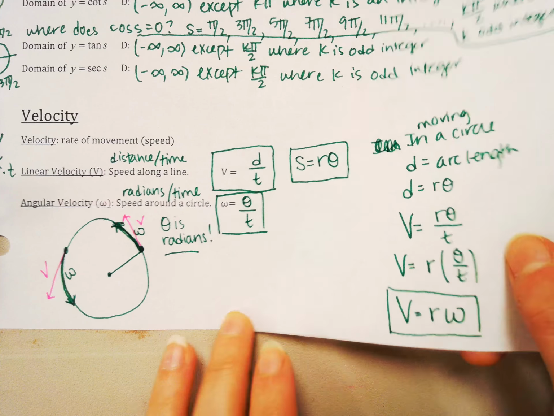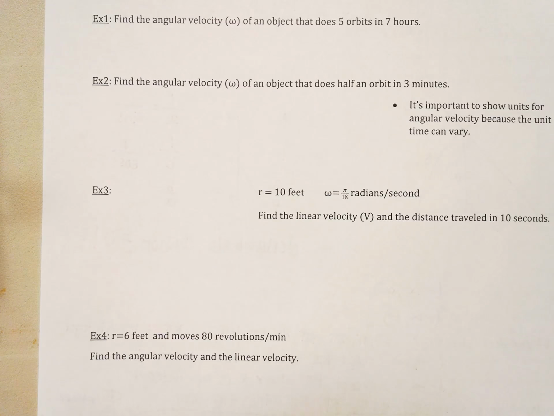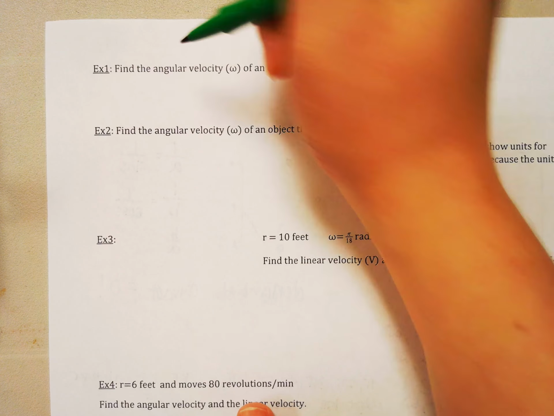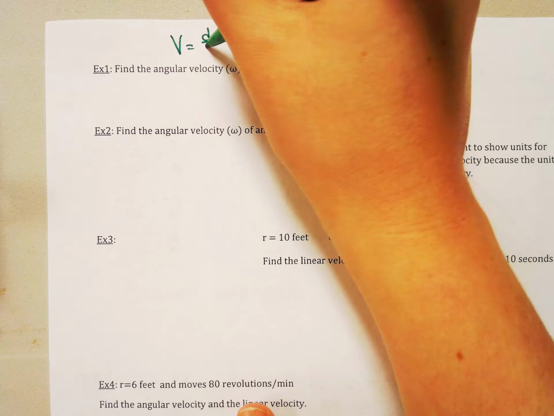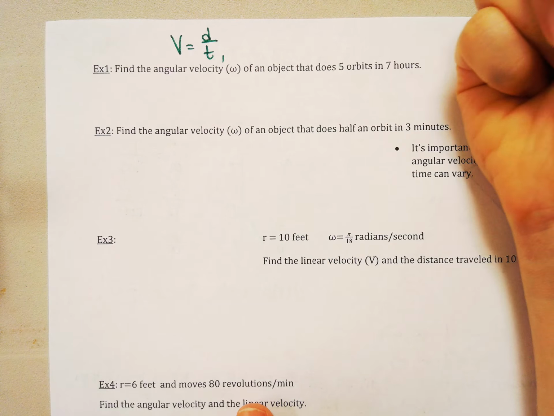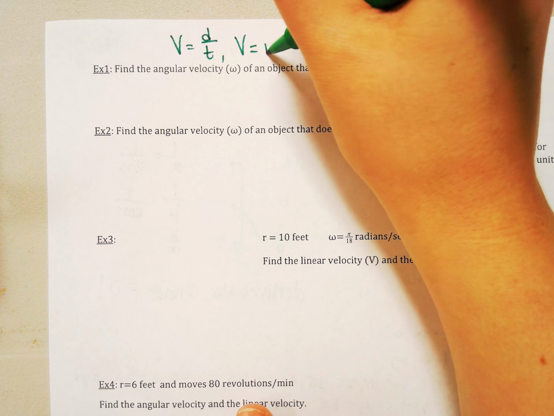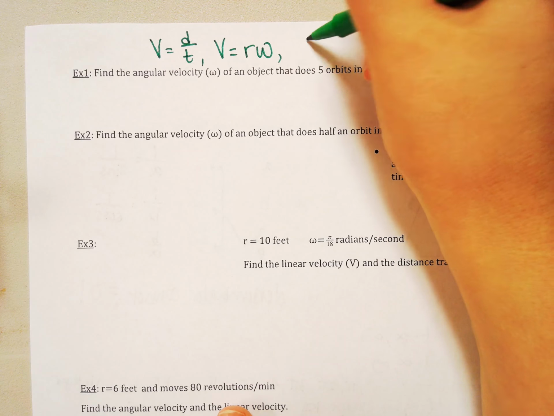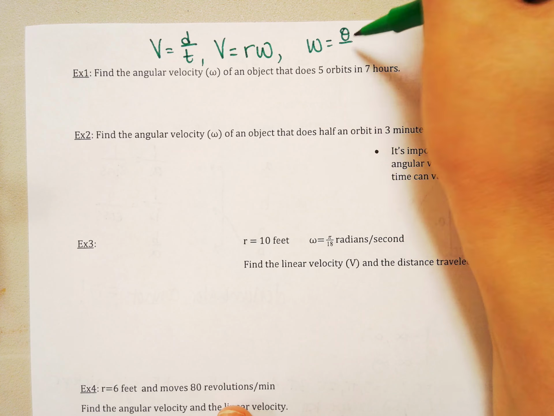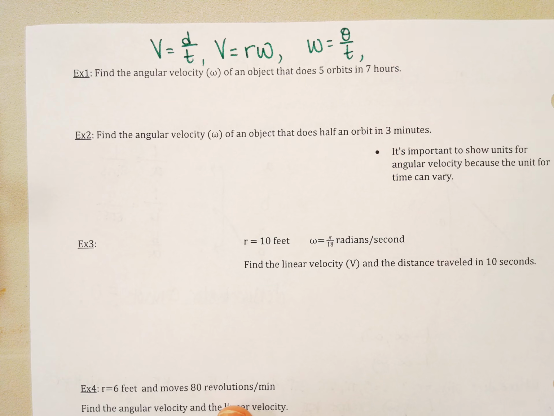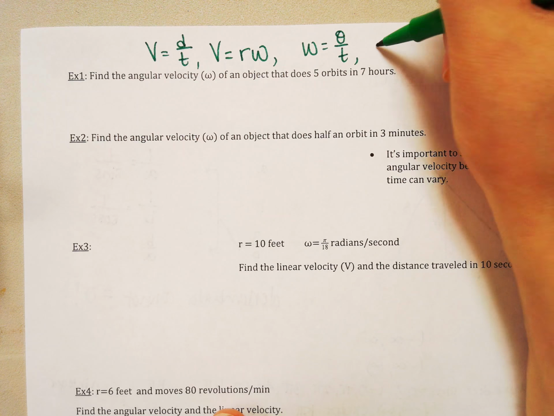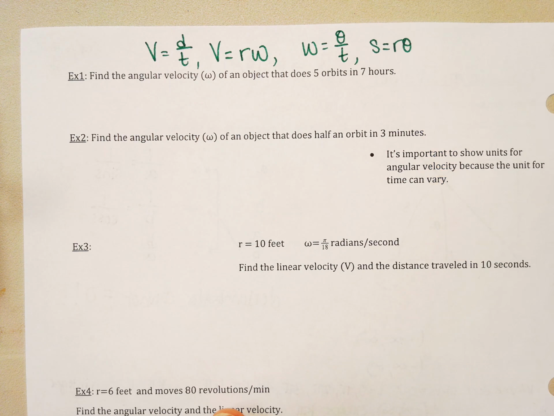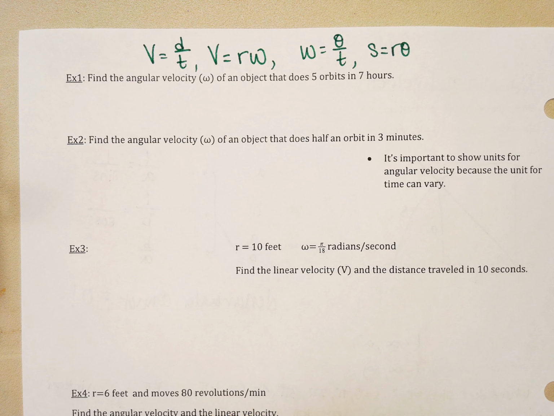Okay, so I'm going to write all these on the top of my paper so that I can reference them. The first one was that our velocity is distance over time, but we also know that our velocity we just found was our radius times our angular velocity. Our angular velocity is some change in radians over time, and then our arc length is radius times that theta value.